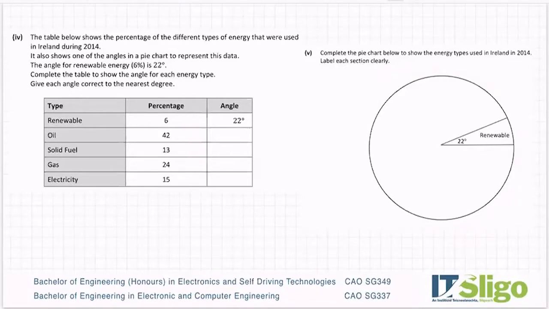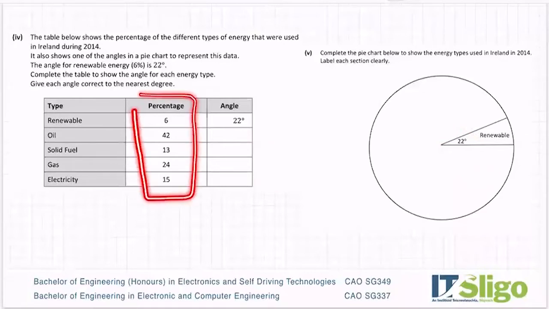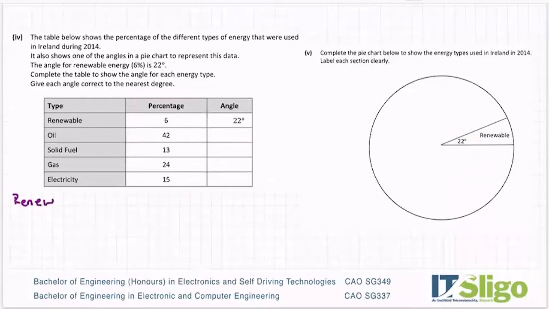Okay, so where did the 22 come out of? Always when I am doing a question, I try and figure out where the 22 came from. Because if you can figure out the method they used to get that 22, then you can apply the same method all the way down here and get the right answer. Okay, so it comes from this percentage column. So for renewable, what they did was 6 out of 100, or 6%, of 360 degrees.